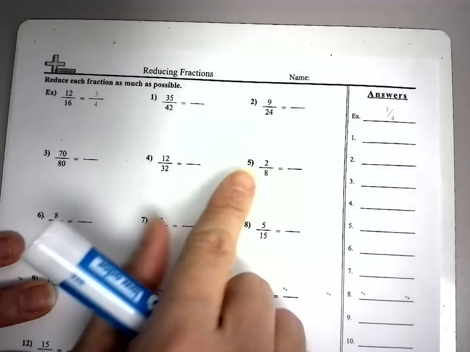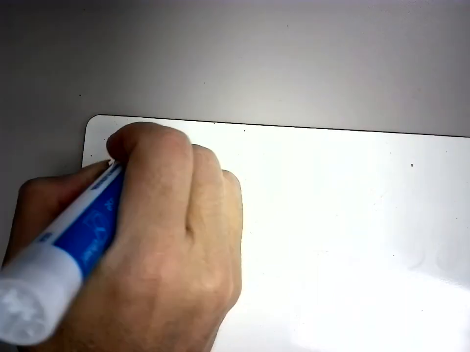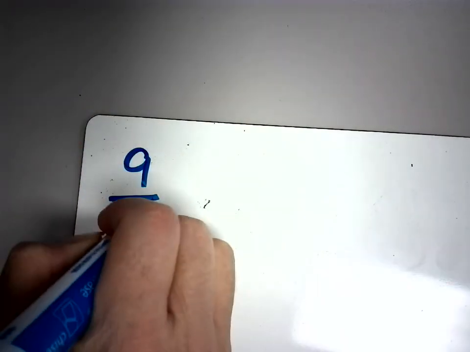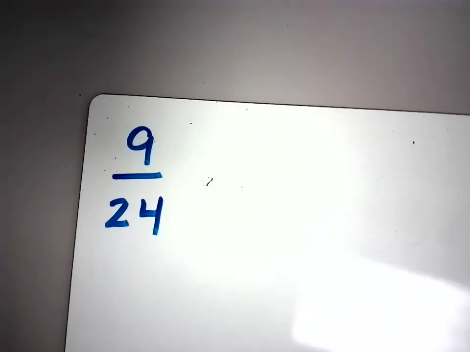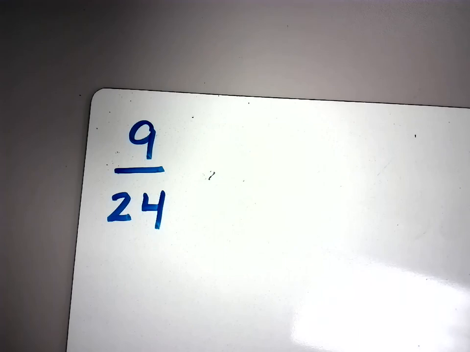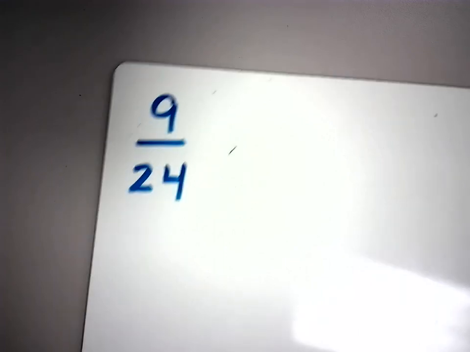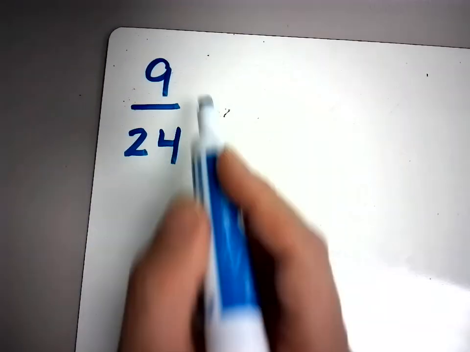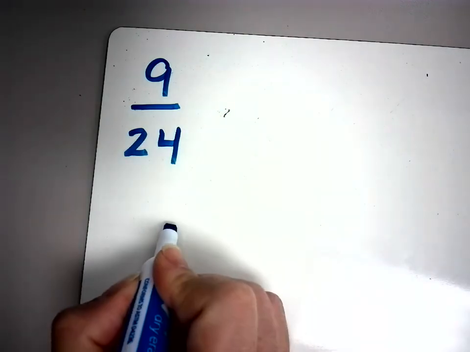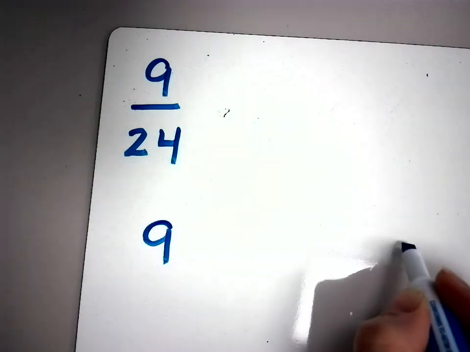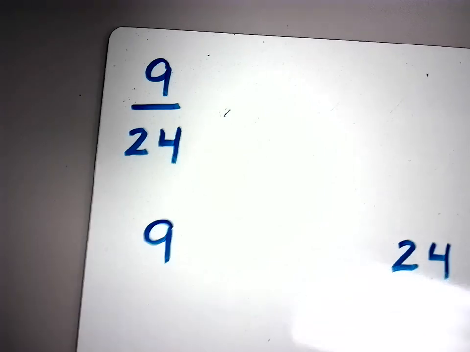So we're going to look at the fraction 9/24. You'll need a piece of paper in order to do this. So I'm going to write 9/24. I want to make this in simplest terms, the smallest it can go. The first thing I need to do is find the factors of my numerator and my denominator. So I'll write a 9 over here and a 24 over here.